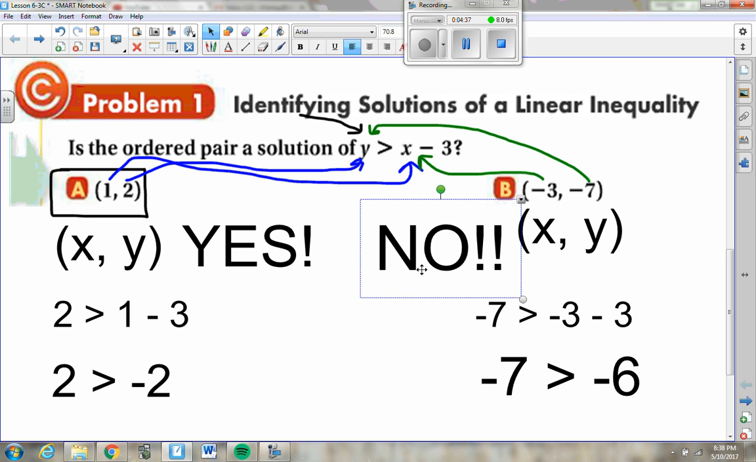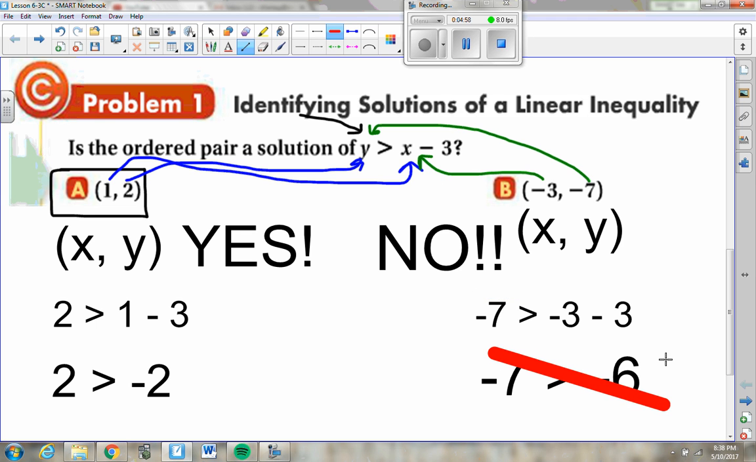So this ordered pair, 1, 2, is a solution to the inequality because it makes a true statement. This coordinate point, negative 3, negative 7, is not a solution because it gives us something that's not true. Negative 7 is not greater than negative 6. That's not true at all. So we'd say no, it's not a solution.